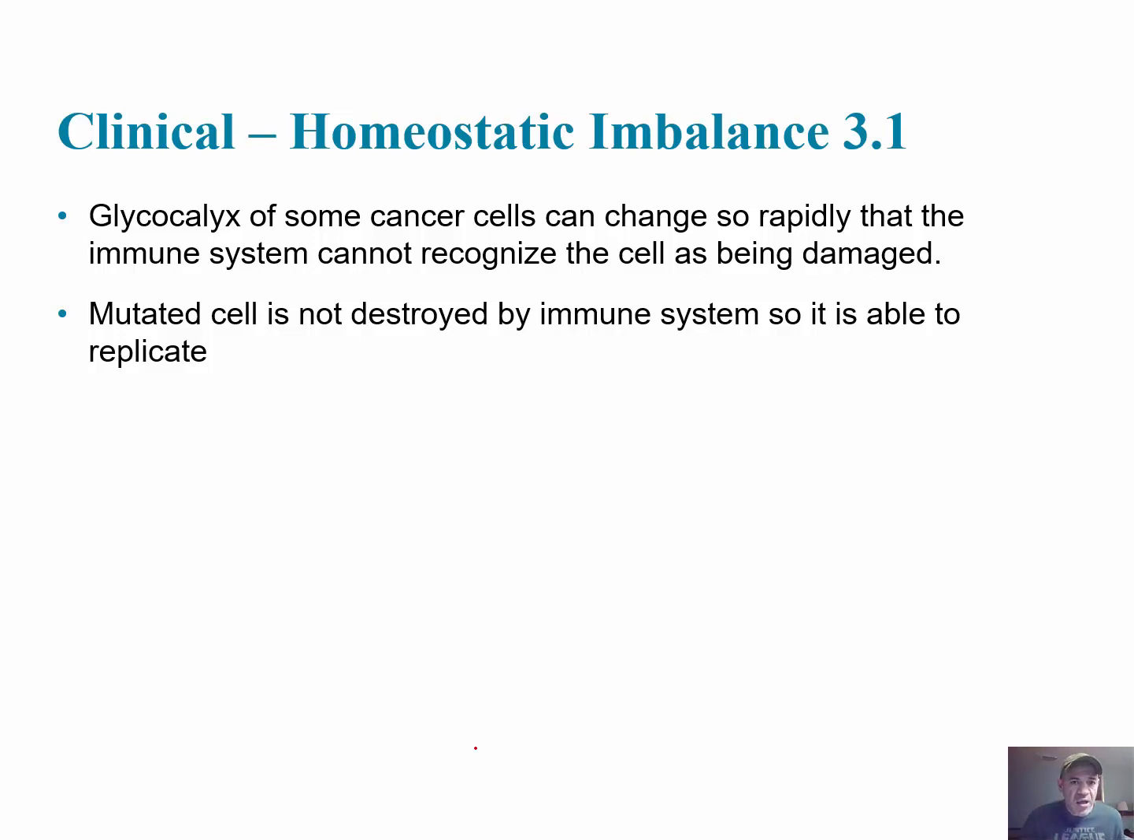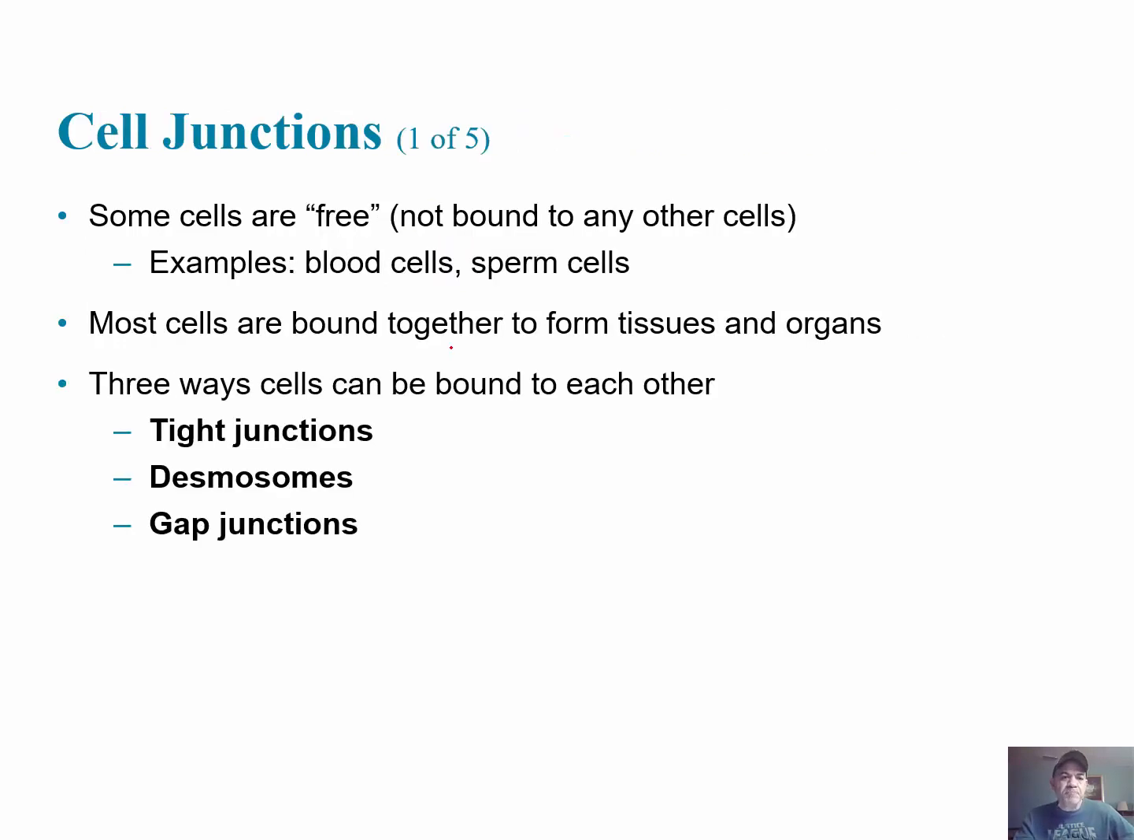Looking at Homeostatic Imbalance 3.1, this clinical study information here is with regards to cancer cells and the glycocalyx. When cancer cells form, that can change the glycocalyx rapidly, and the immune system can't recognize the cells as being damaged. This way, the immune system can't dispose of the cells, so the mutated cell is not going to be destroyed and can continue to divide, potentially spreading the cancer.